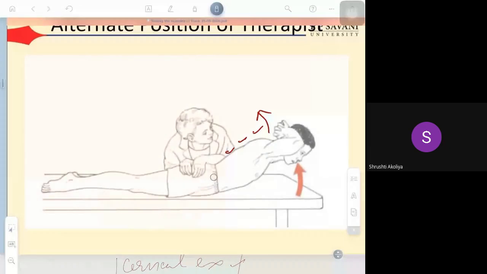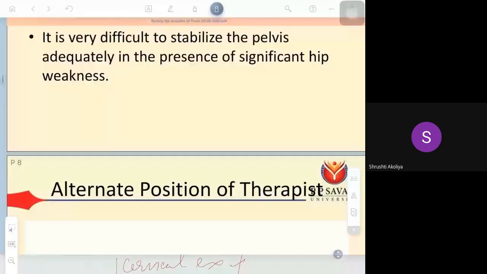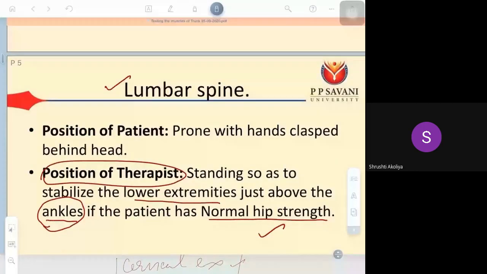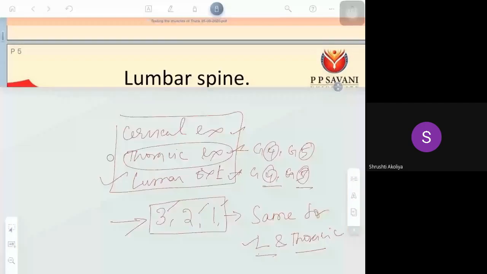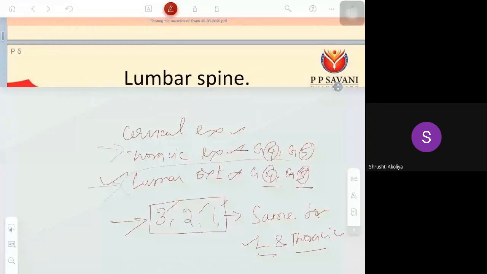So we have discussed two positions. Again, I'll come back. You are checking the muscle power for lumbar spine. What I have told, the position is different for the thoracic spine and lumbar spine. Now we are studying the lumbar spine.